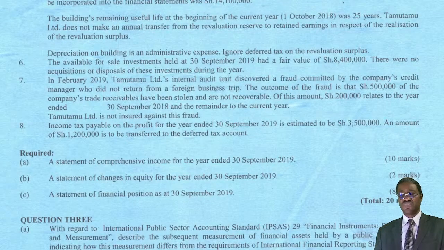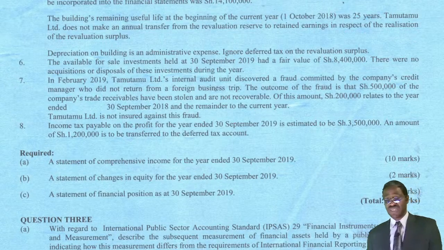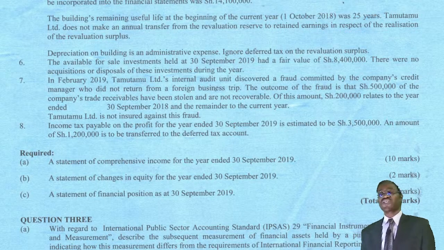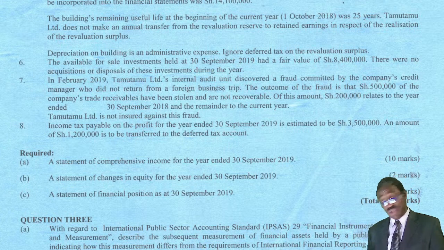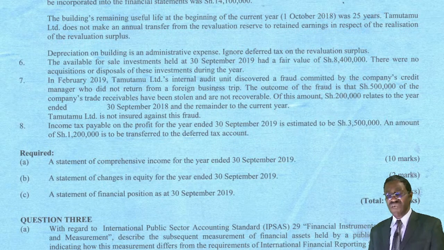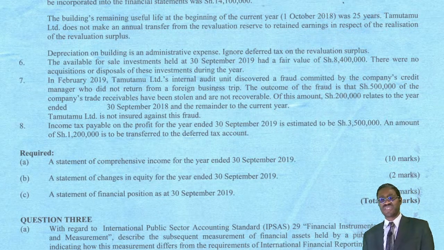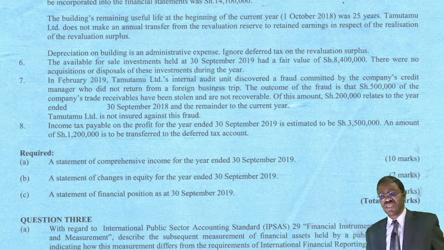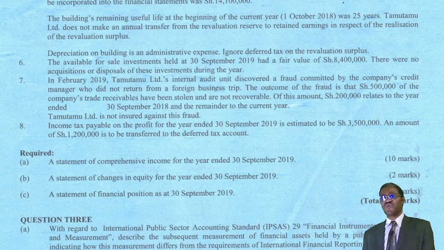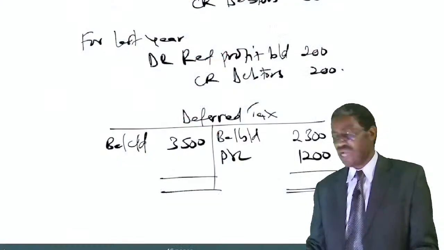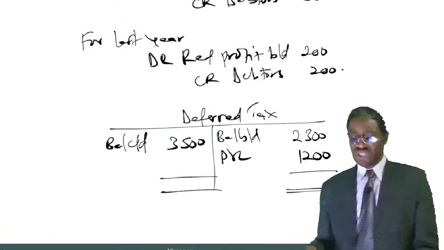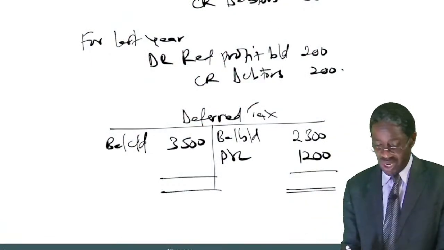Good. So we are through with the workings as per the additional information. Not all the workings, no. So number A, they are telling us to prepare a statement of comprehensive income. B, they are telling us to prepare a statement of changes in equity. And C, they are telling us to prepare a statement of financial position. Now, listen, we can't finish the question because we still have some more workings to do.